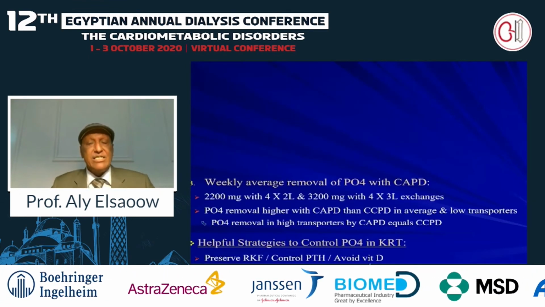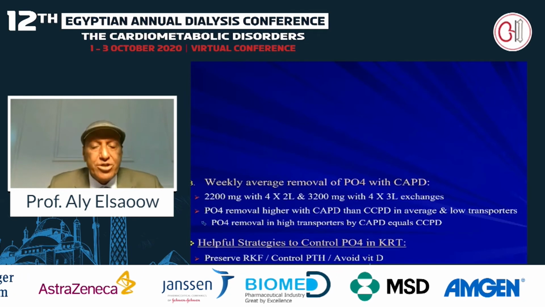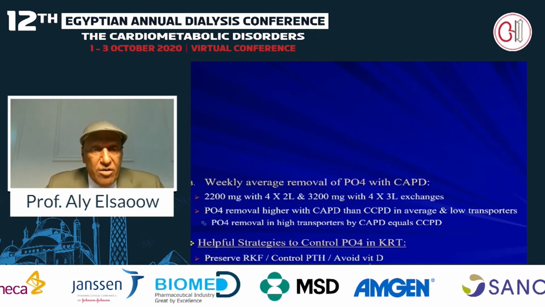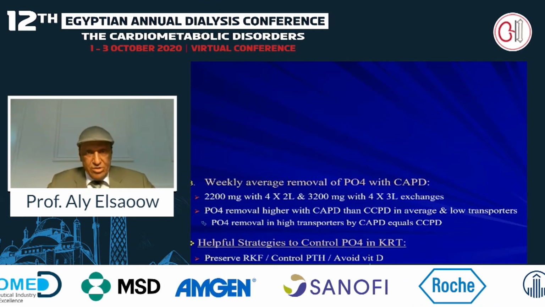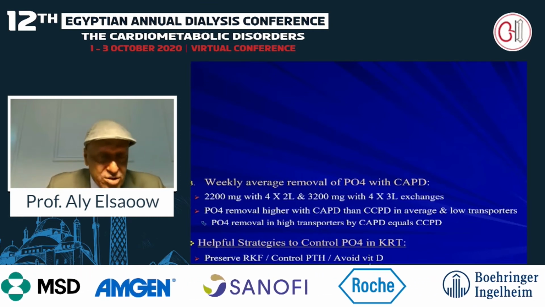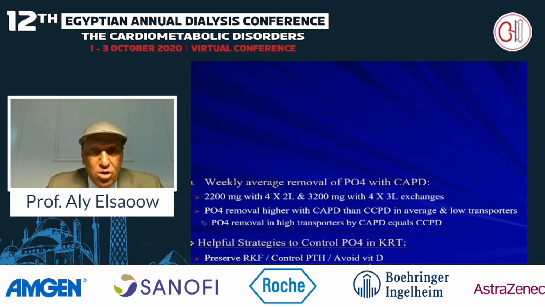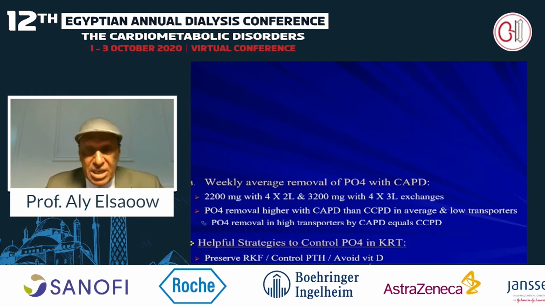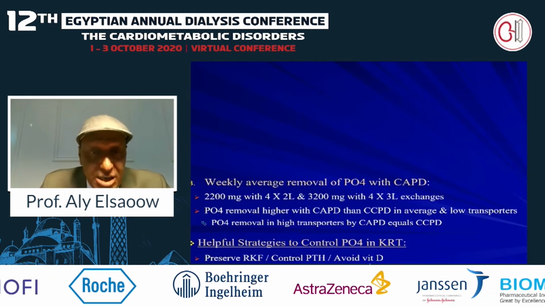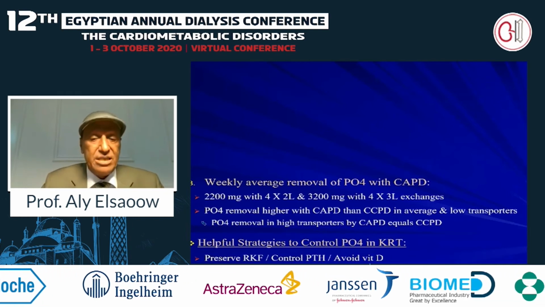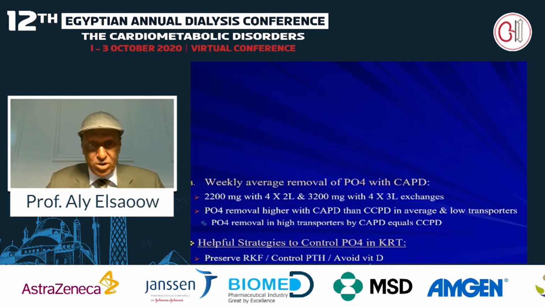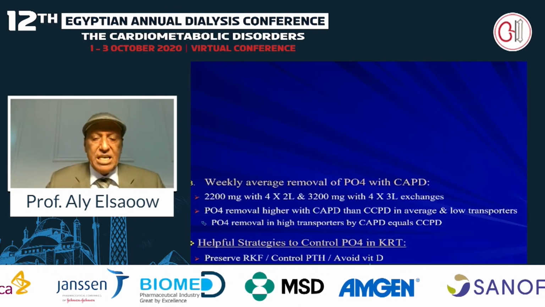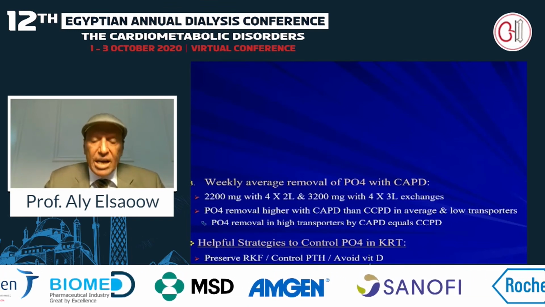PD, again, is an inefficient removal method for phosphorus. Depends on how many liters you use per exchange. So 2,200 milligrams with 2 liters or 3,200 milligrams with 3 liter exchanges. The removal is higher in CAPD than automated in average and low transporters, but it's the same in high transporters.